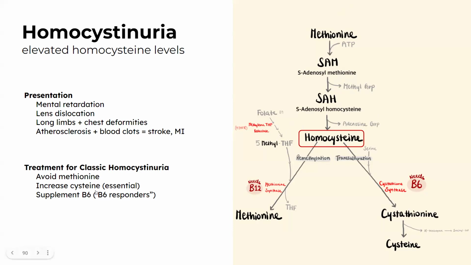Number two is increase cysteine. So remember how we said if you don't have methionine, cysteine becomes essential. So now that it's essential, you need to make sure that it's included in your dietary intake. And finally, supplement B6. This is because in classic homocystinuria, the enzyme that is defective is this enzyme, and the cofactor for it is B6. So some people are found to be responders of B6, meaning that if you give them B6, the symptoms might possibly improve.